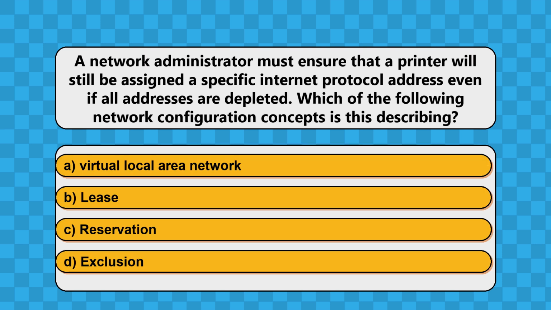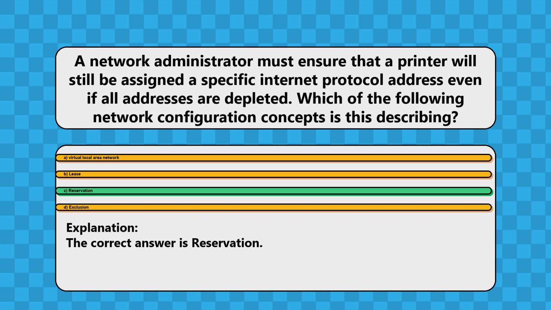Question 3. A network administrator must ensure that a printer will still be assigned a specific Internet Protocol address even if all addresses are depleted. Which of the following network configuration concepts is this describing? Option A, virtual local area network. Option B, lease. Option C, reservation. Option D, exclusion. The correct answer is option C, reservation.